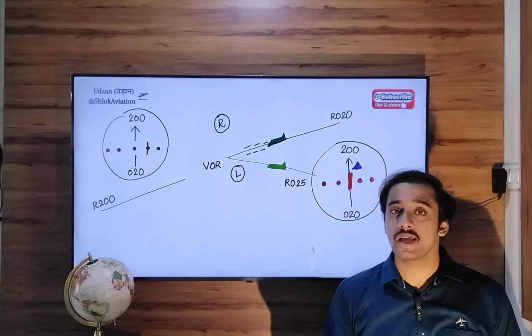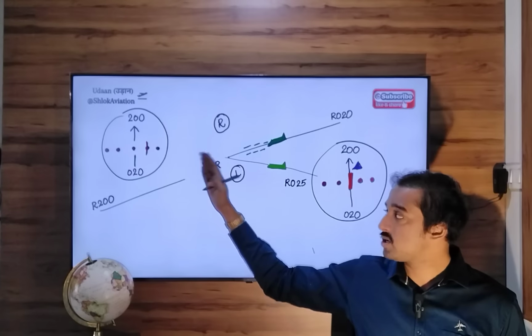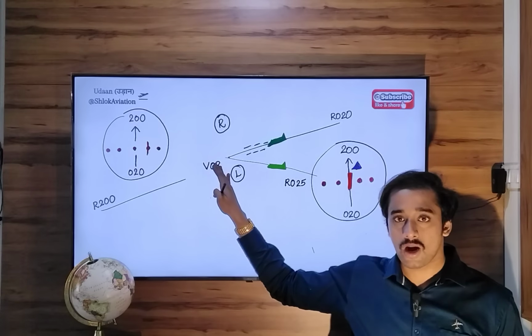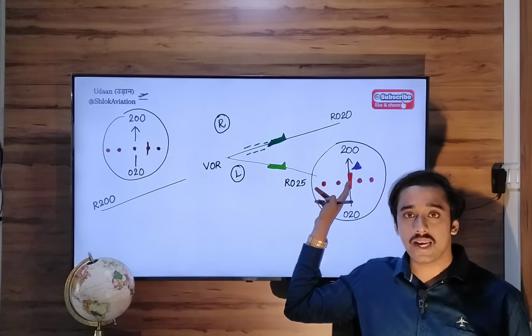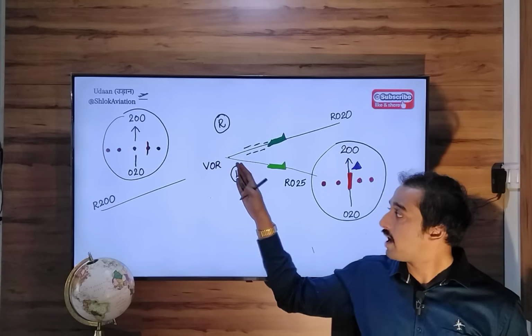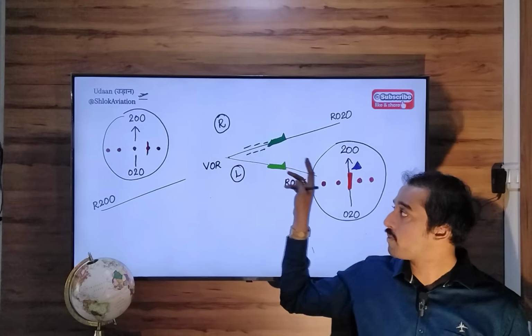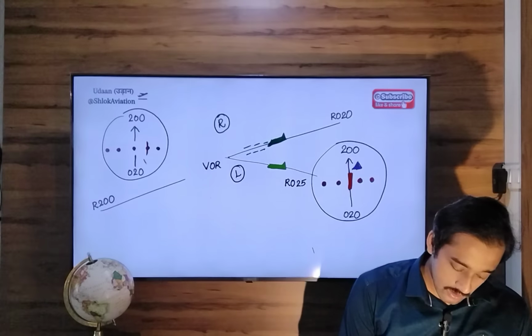It should be on radial 020 to go inbound and then transition onto radial 200. When it overflies the VOR station, the to-from indicator will start flickering. The CDI needle will also start flickering. And once it transitions onto radial 200, the to-from indicator will become from.